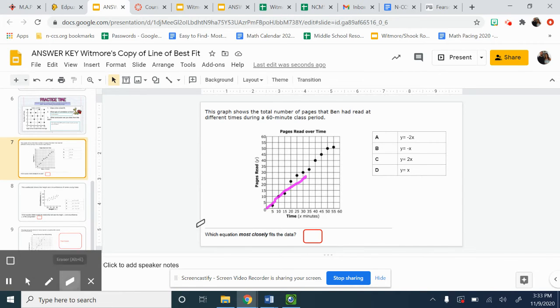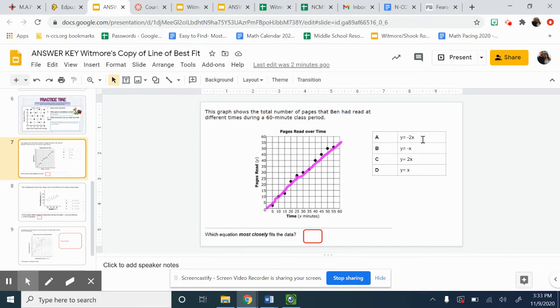Well, we're going to try to draw because my line was curving down. Okay, so there is my line of best fit. Is that a positive or a negative slope? It is going up, so it is positive. So automatically, I can mark out A and B because they both have a negative slope, and I can't have that.